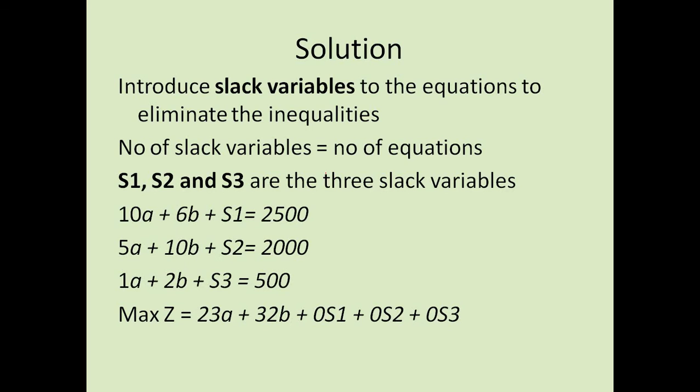So we just see the solution for the problem. Introduce a slack variable to the equations to eliminate the inequalities. You could just check this while passing as well. So I'm just going to be quick here. I'm going to add slack variables S1, S2, S3. Why 3 slack variables? The number of slack variables equals the number of equations. I'm having 3 equations, so I'm going to introduce 3 slack variables as such.